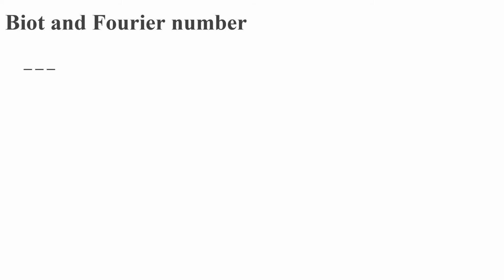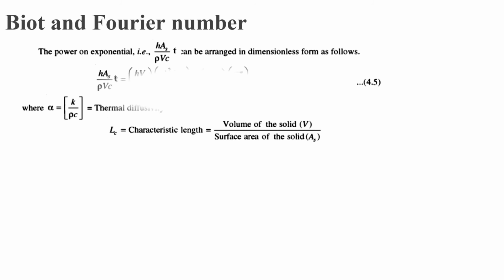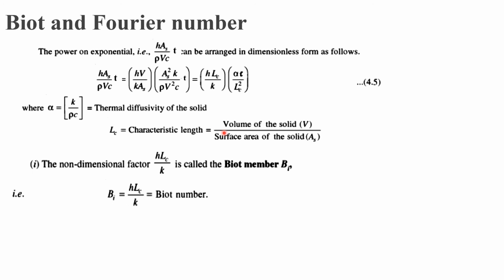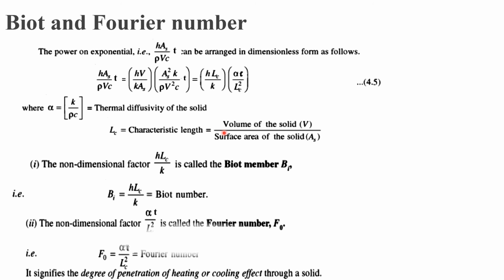Now another term we will introduce here, that is Biot number and Fourier number. At the same time, hA by rho CpV into t can be rewritten in terms of two numbers, hLc by k and alpha t by Lc squared. Here alpha means thermal diffusivity, which you already know, k by rho C, and Lc is the characteristic length. Now the first term, hLc by k, is called Biot number, and the second term, alpha t by Lc squared, is called Fourier number. Okay, we will explain what these numbers mean in the later lecture series.